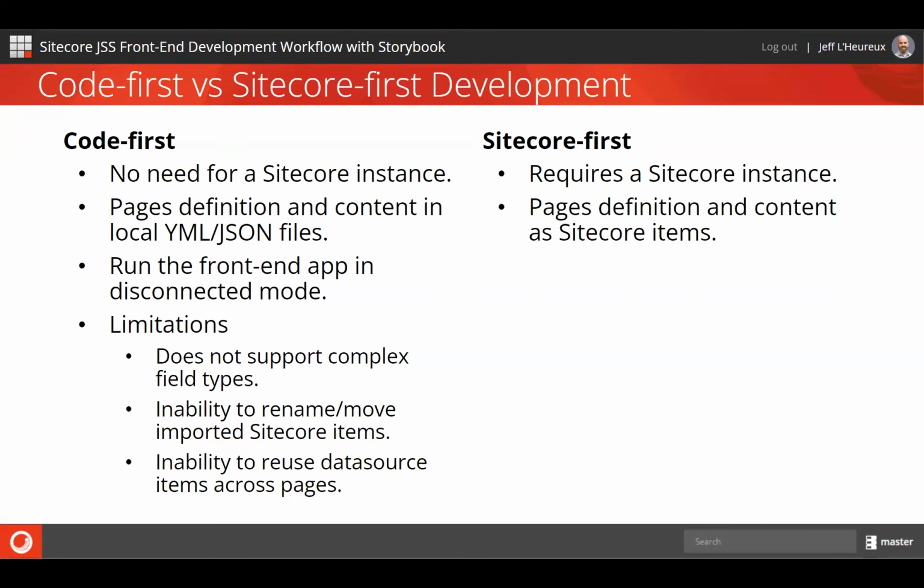Another thing is that the page definition and the content are Sitecore items as we know them. Classic Sitecore items, templates, renderings, etc. You run your front-end app in connected mode this time, using a different npm run command that connects to Sitecore to fetch the data. It has some pros and some cons as well.